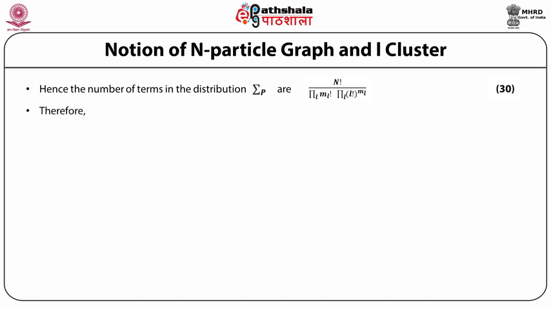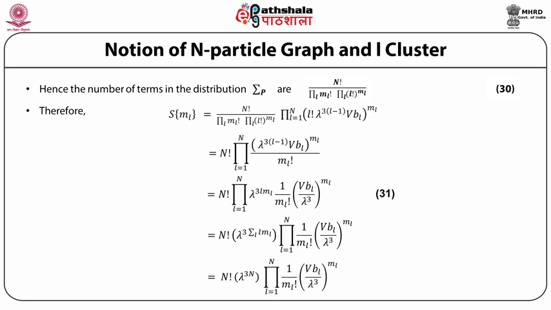Therefore, the function S over the set m_l is equal to n factorial over the product over l of m_l factorial multiplied by the product over l of l factorial raised to power m_l, whole multiplied by the product over l equal to 1 to n of l factorial lambda raised to power 3l minus 1 V b_l, whole raised to power m_l, which is equal to n factorial times the product over l equal to 1 to n of lambda raised to power 3l minus 1 V b_l raised to power m_l divided by m_l factorial.